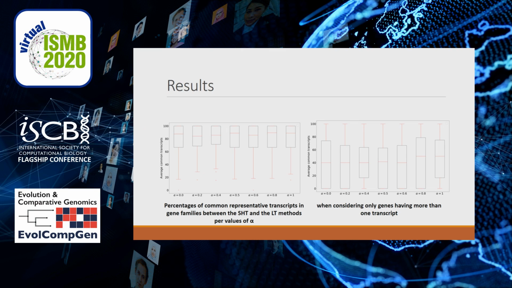We applied our approach in order to reconstruct some gene trees present in the Ensembl database. In the first figure, we wanted to know the percentage of commonly represented transcripts in gene families between our approach and the Ensembl approach. We note that on average, 84% of transcripts are in common. When we consider only the genes having more than one transcript, we note that this percentage drops to 40.